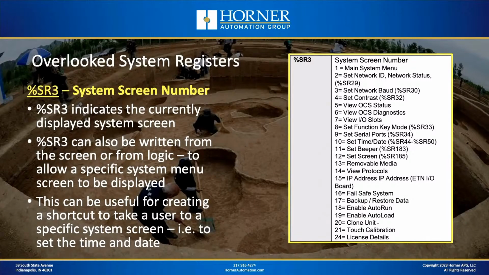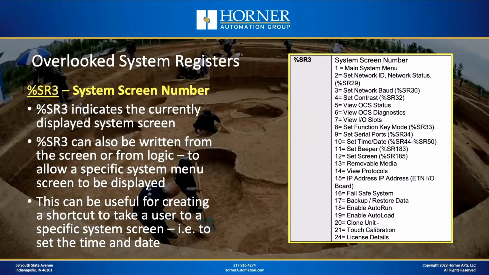Well, first of all, let's talk about SR1 and SR2, which are not overlooked. So SR1 is the user screen number. So SR1 always contains the value of the screen if a user has selected the current screen to be displayed. In other words, it wasn't forced to be displayed from logic. It was displayed based on a user choice. So that's SR1. Now, SR2 is called an alarm screen number. So that's going to display the current screen number if the current screen was forced to be displayed. Usually that's done from logic with a D-type coil.